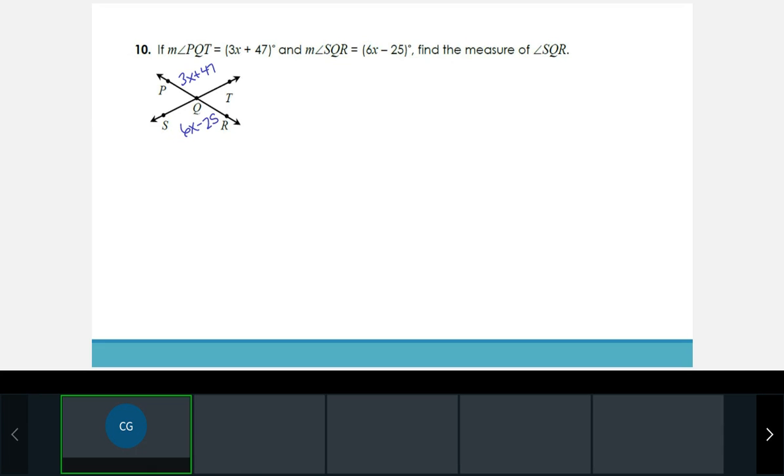Oh, look, as soon as you put those in the picture, I'm hoping that you can recognize the angle relationship that they have. These guys are vertical angles. Vertical angles are equal or congruent. So you say 3x plus 47, and that 6x minus 25, they have to be equal.